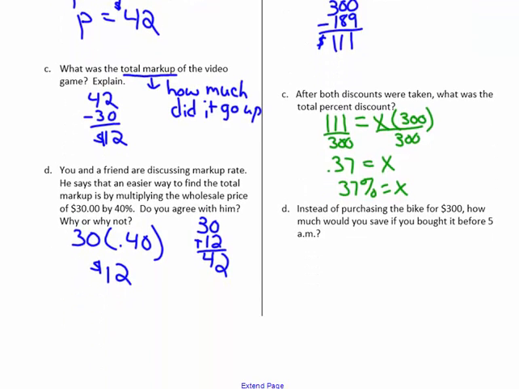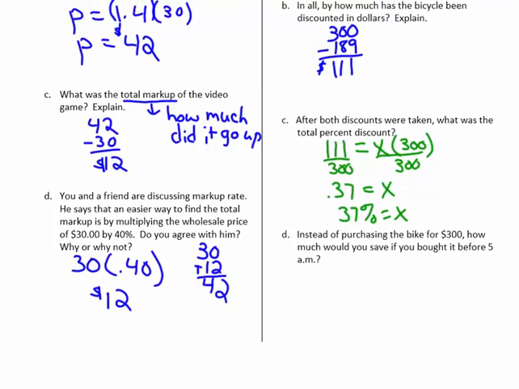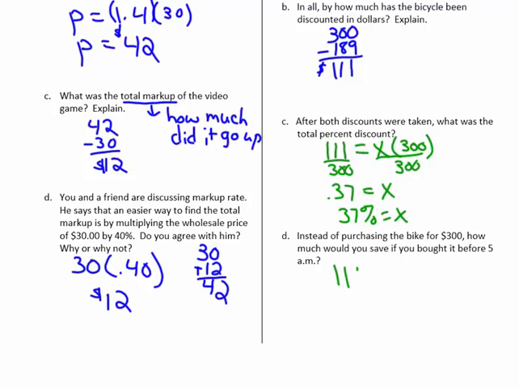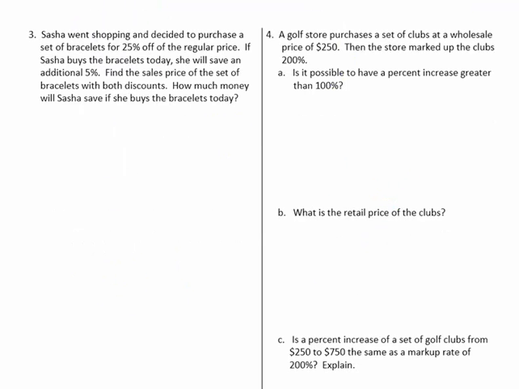Instead of purchasing the bike for $300, how much would you save if you bought it before 5 a.m.? We already did that. That was the same thing up here. We're saving $111. So this matches what we did up there. How much money am I saving? All right, let's try another one.